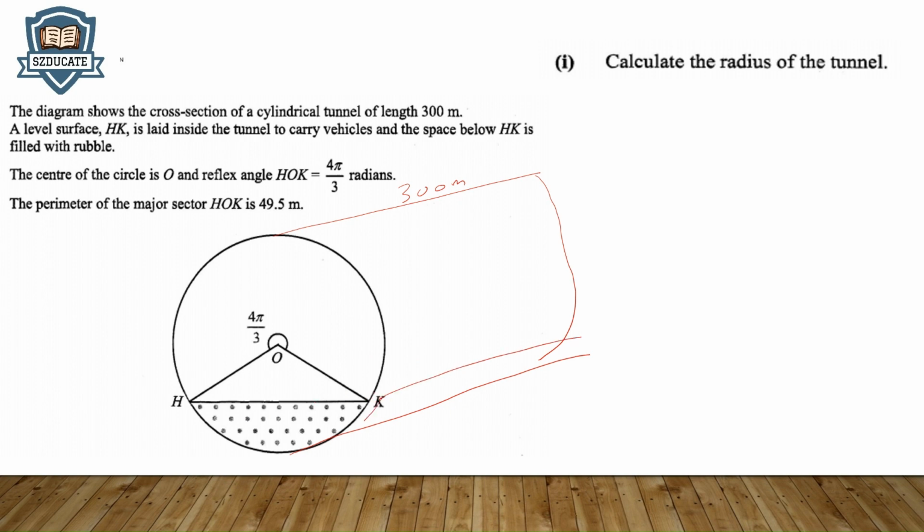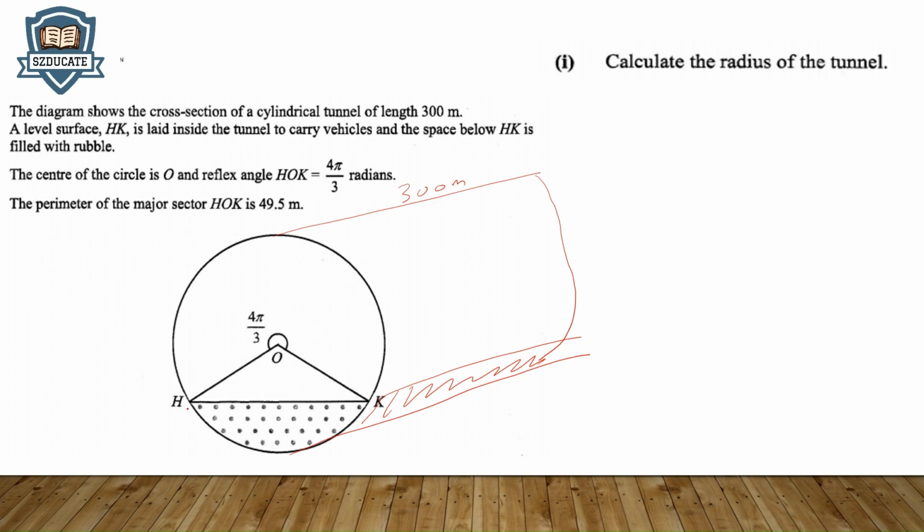So there's a lot of rubble up here where they fill in the road so that it becomes a base for the vehicle to travel on. Now we want to calculate the radius of the tunnel. The radius is HO, OH or OK. Those are the radius. So what can we do? Now, what is given to us? The perimeter of the major sector HOK.